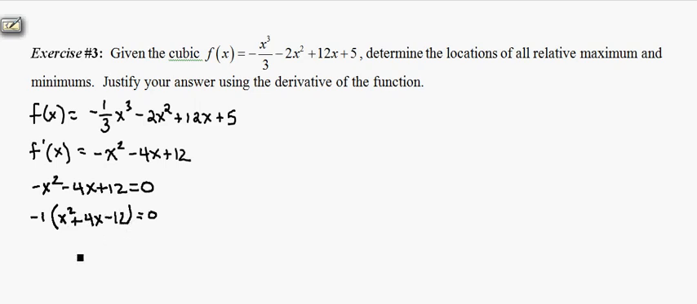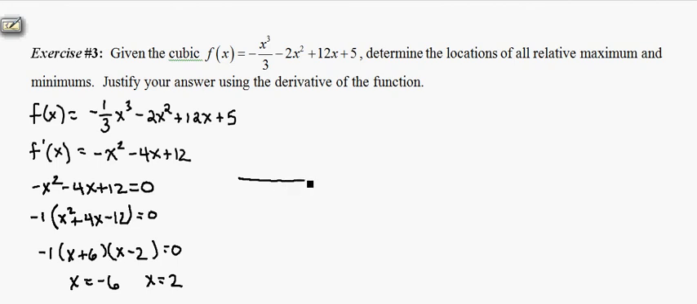So I'm just going to do what I always do when I solve a quadratic by factoring. I'm just going to keep factoring until I see factors that allow me to come up with the roots. So here we have it. x equals negative 6 and x equals positive 2. Okay, now we're going to do a sign analysis of the first derivative. Why don't we put it right about here on our paper?